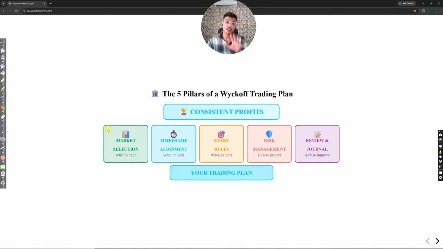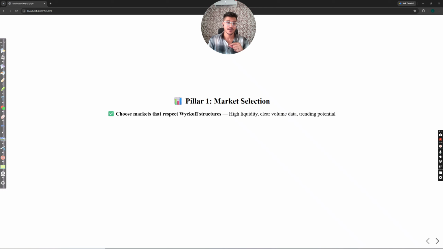So pillar one is your market selection. This is going to tell us to choose markets that respect Wyckoff structures. We need a market with high liquidity, as I told you guys. Clear volume data and trending potential should be there. Then only we can trade. Our plan would say that then only we can trade that market.